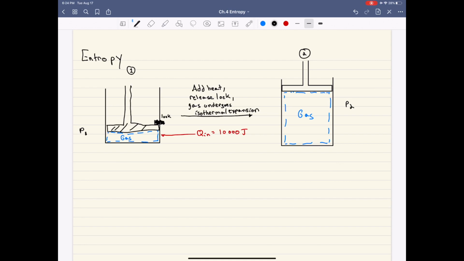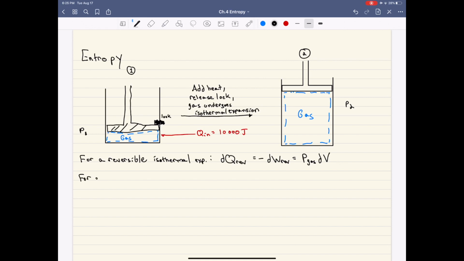Okay, and so once again we have the same diagram for the isothermal expansion, and we saw that for a reversible heat engine or reversible isothermal expansion, the dq reversible was equal to dw reversible, and that was just equal to the pressure of the gas times dV. Okay.